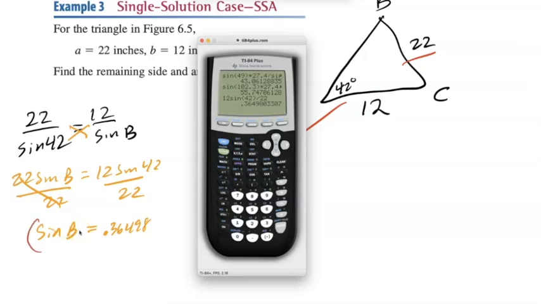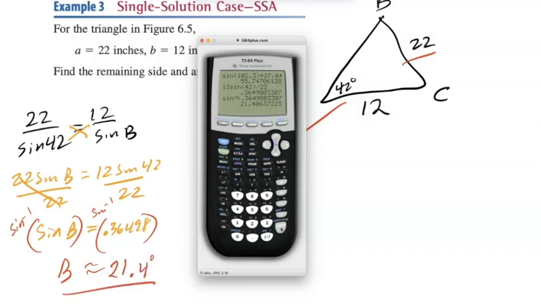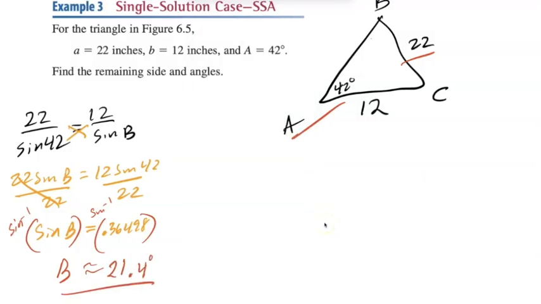The way to get rid of the sine, we're going to do sine inverse on both sides. Second sine inverse of our answer. I get 21.4. So that's our angle up here, 21.4. Now we can use that to find our missing angle right here. If I want to find out what angle C is, I'm just going to do 180 minus those two. And we get 116.6.